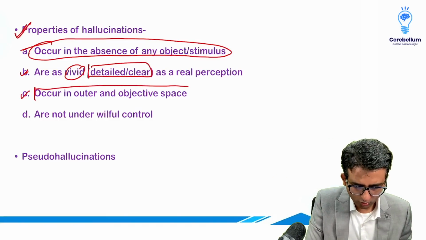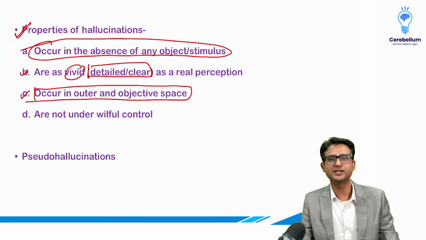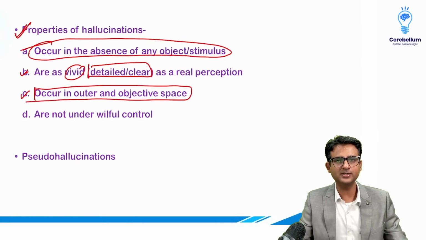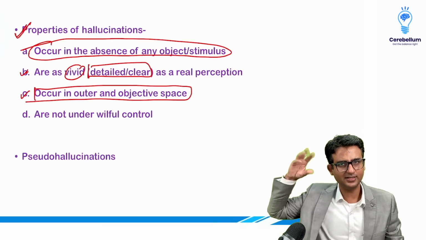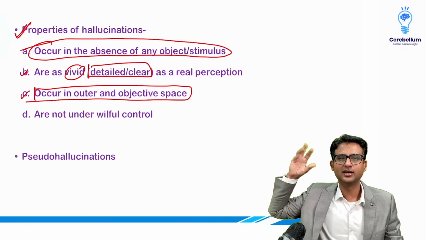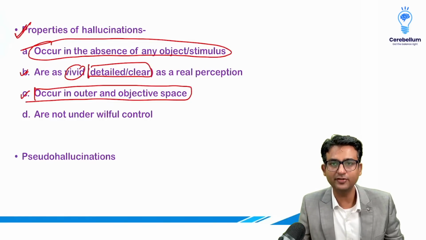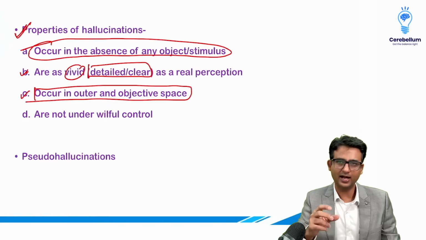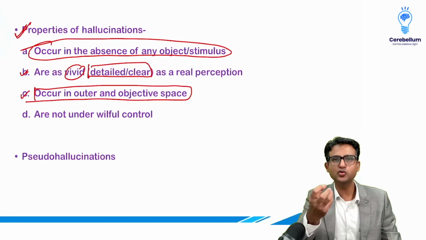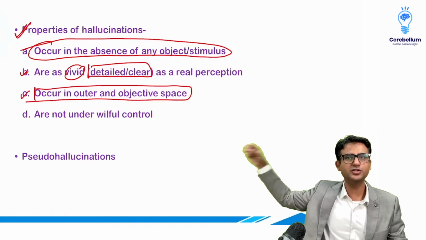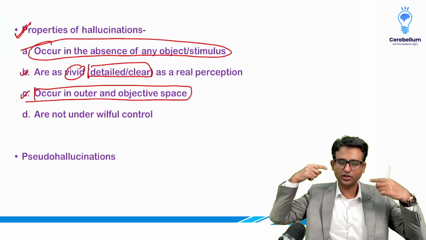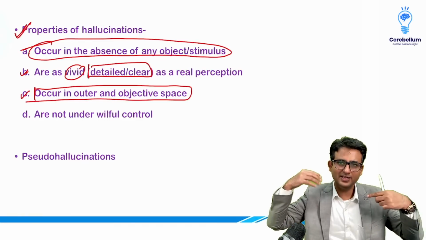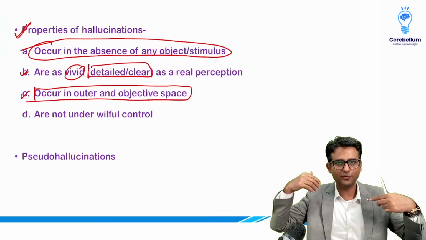Hallucinations occur in outer and objective space. What is the meaning of outer and objective space? Outside my body. Say a person comes to me, he says he hears some voice, and I suspect that he is having auditory hallucinations. I ask the patient, from where do those voices come? The patient says the voices come from outside. Another patient comes and says, doctor, the voices come from within my mind. मेरे ही मन की आवाज है. The voices come from within my mind.